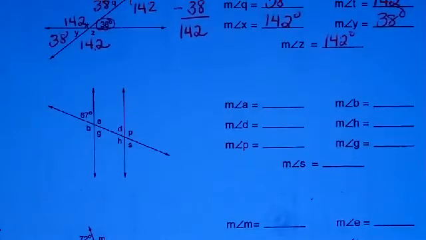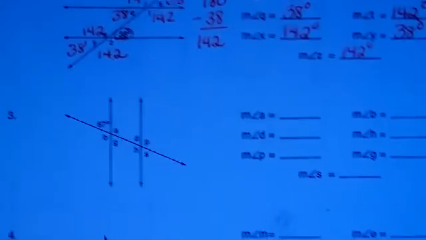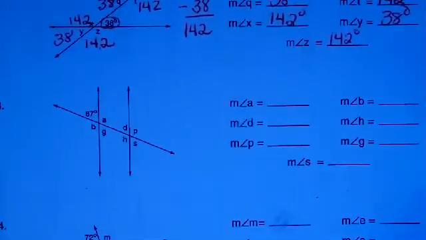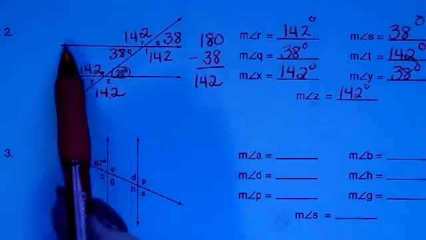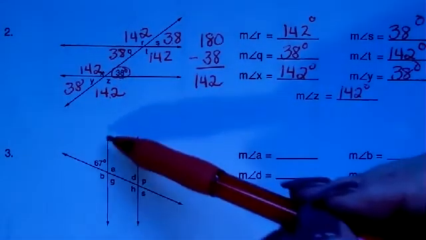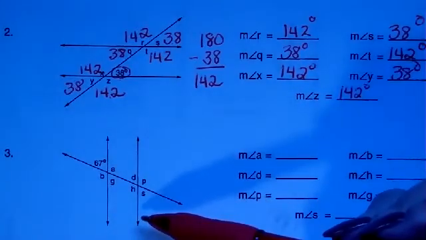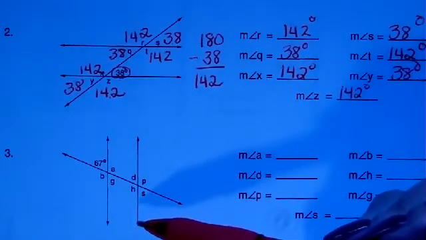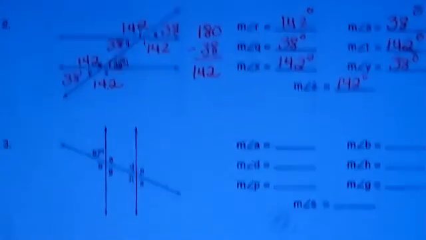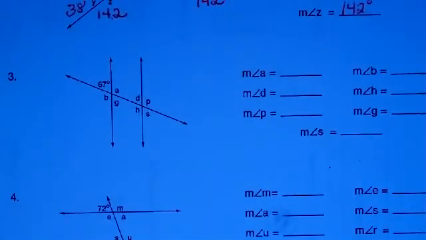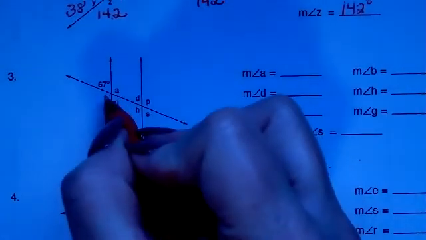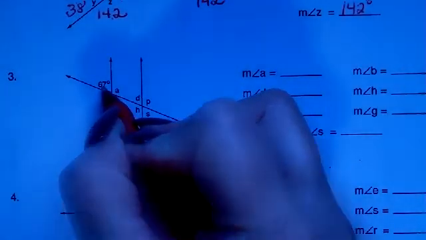All right, example 3, look how it's different. This time, instead of having my parallel lines horizontal like I did on the first two, my parallel lines are vertical, but that doesn't matter. I have parallel lines. That's all that matters, okay? So looking at number 3 right here. What do I know? I know this angle right here is 67 degrees.